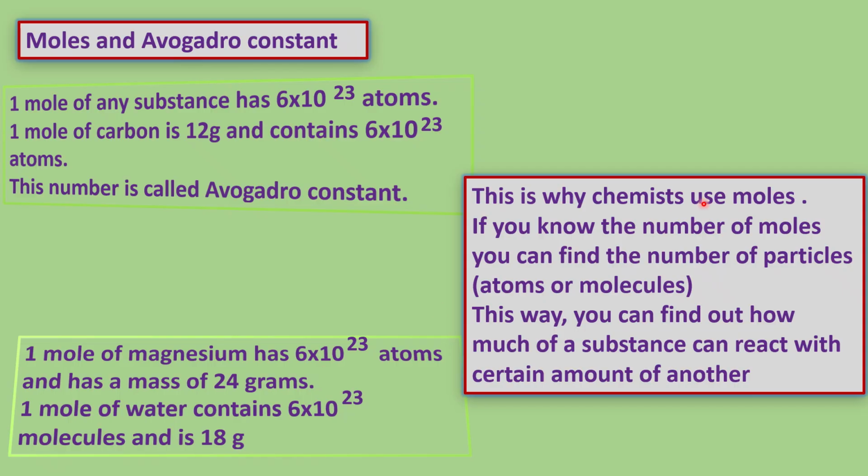This is why chemists use moles. If you know the number of moles, you can find the number of particles. You multiply the number of moles times Avogadro's number. So you can know the number of particles, whether atoms or molecules. This way you can find out how much of a substance can react with another amount of substance.